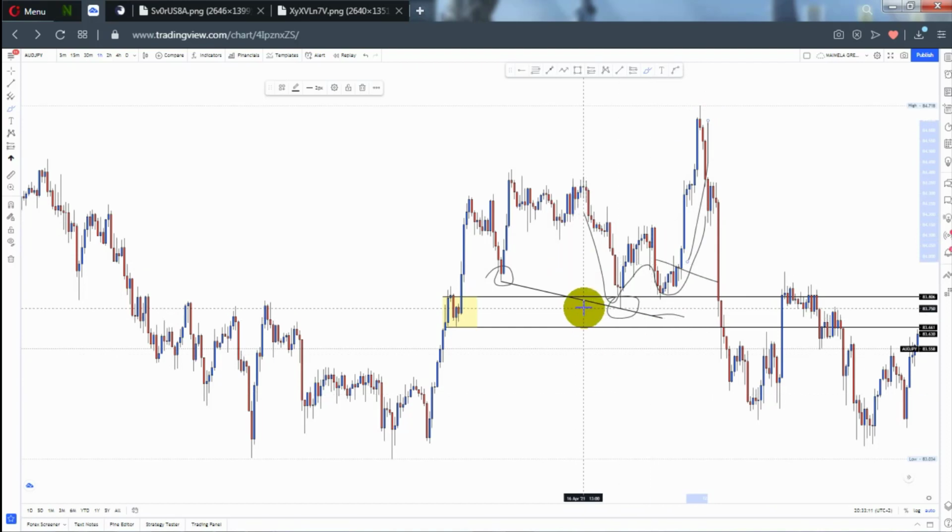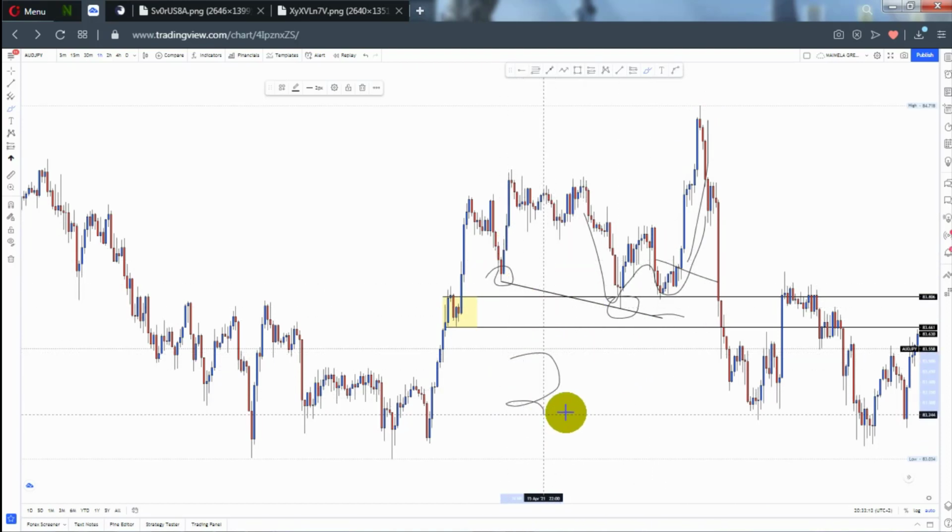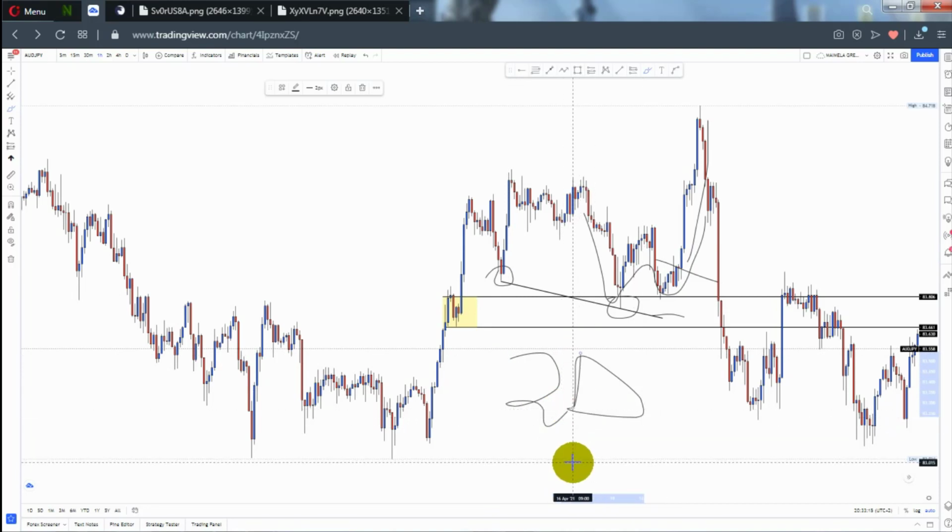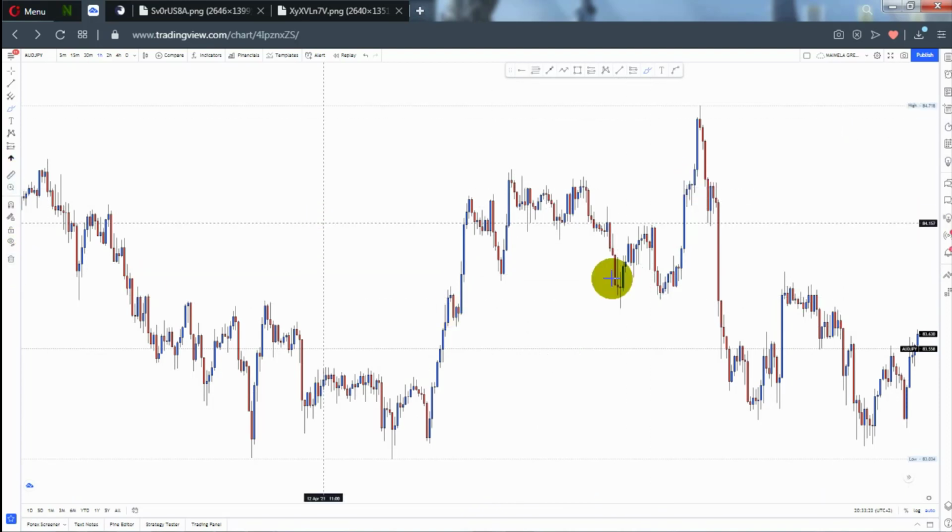So this is the first example of a 2D drive. This is where the trend line is connecting 2 points. So let's try and look for another example.